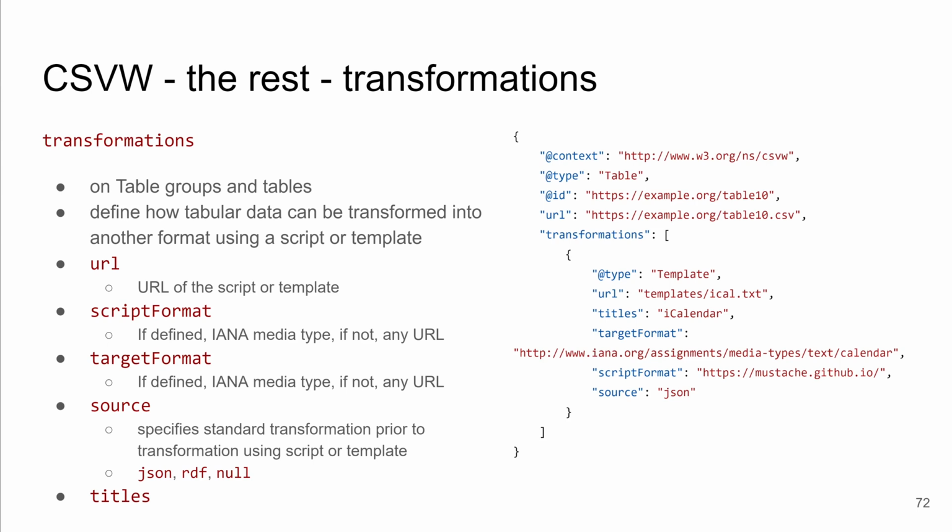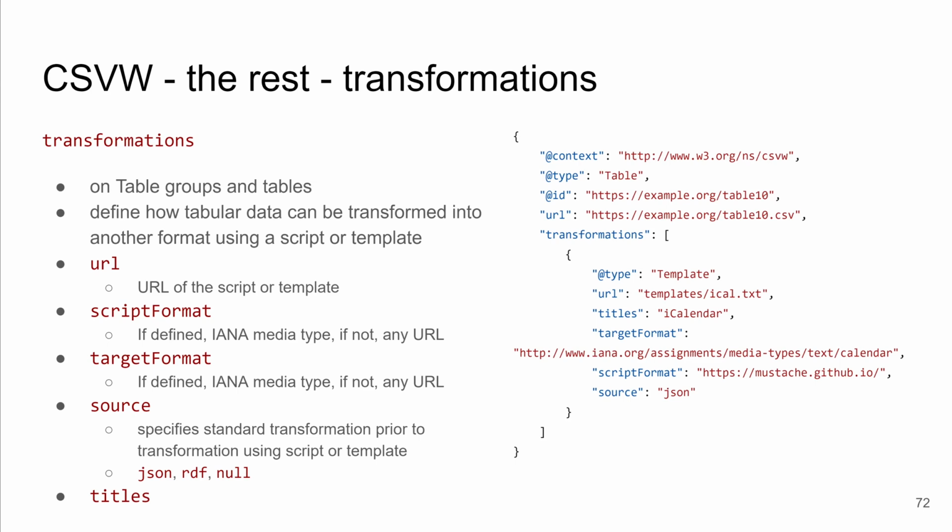So the JSON-LD descriptor may contain a transformations key, which is an array of individual transformations or templates. Each of those transformations basically links to a transformation script, names the transformation, and specifies the format of the script. Preferably this is a media type. Then it allows us to specify the target format, which again preferably is a media type, for instance, that we generate text or RDF or something else. And if the target format doesn't have a media type, it can be any URL.